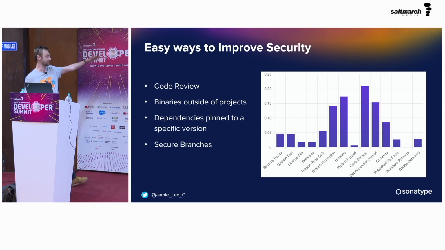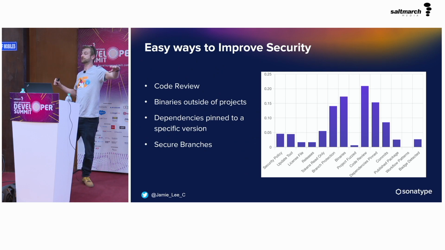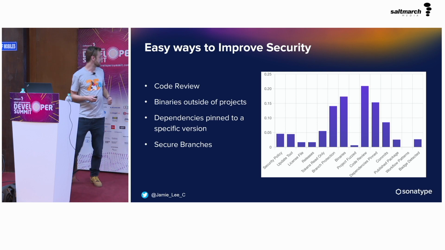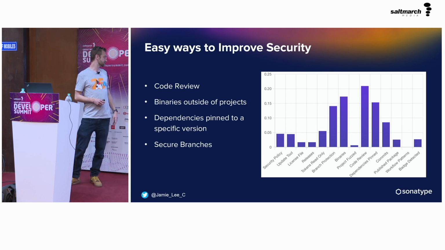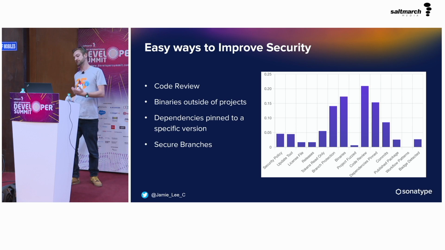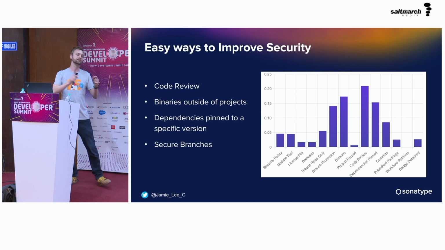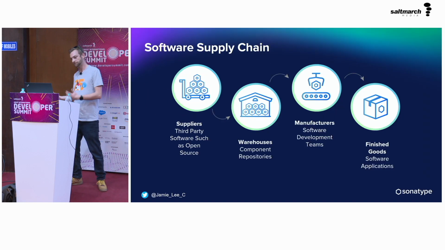So like I mentioned, code reviews. That is a big thing that scorecards use to see if your project is healthy. Like I mentioned, binaries outside your project, dependencies pinned to a specific version, having secure branches. These are things that will boost an open source project's health quite often.